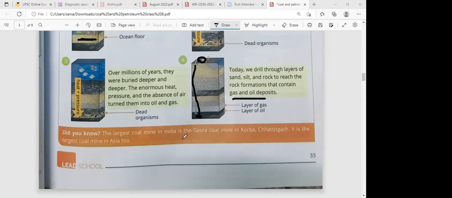Now see this one. The largest coal mine in India is the Gevra coal mine in Korba, which is in Chhattisgarh. If someone asks you to name the largest coal mine in India, you are going to write this. Also, if they ask for the largest coal mine in Asia, the answer will be the same. Clear? So just make a box and write it over there.